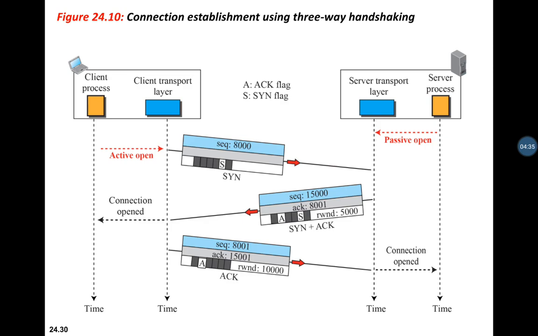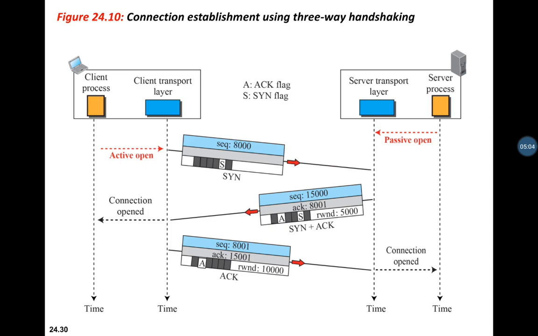Now the second one. The server sends a second segment, which is SYN plus ACK, that is synchronization plus acknowledgement, with 2 flag bits set, SYN and ACK. This has a dual purpose. SYN is for communication in the other direction. The server uses this to initialize the sequence number for numbering the bytes sent from server to the client.